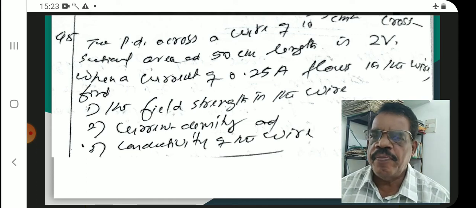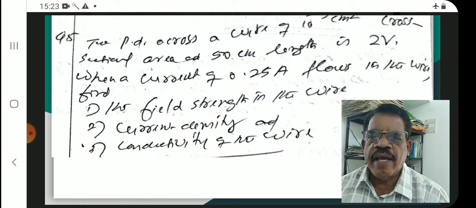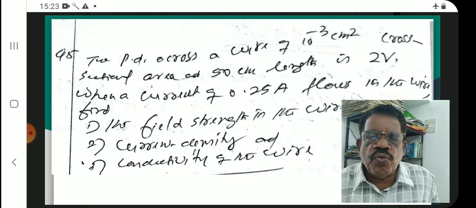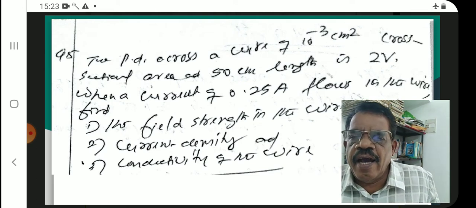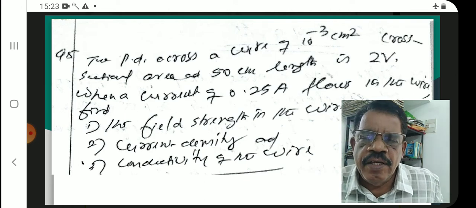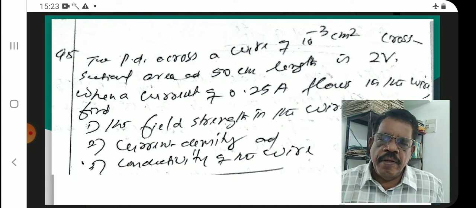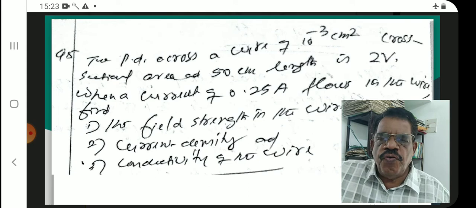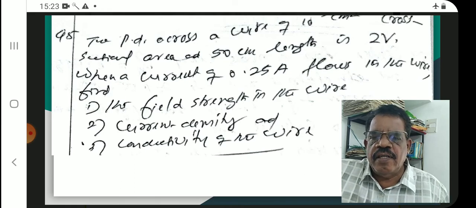You see the problem? The PD across a wire of 10 raised to minus 3 centimeter square cross-sectional area and 50 centimeter length is 2 volt. The PD applied is 2 volt. When a current of 0.25 ampere flows in the wire, find the field strength in the wire, the current density, and the conductivity of the wire.